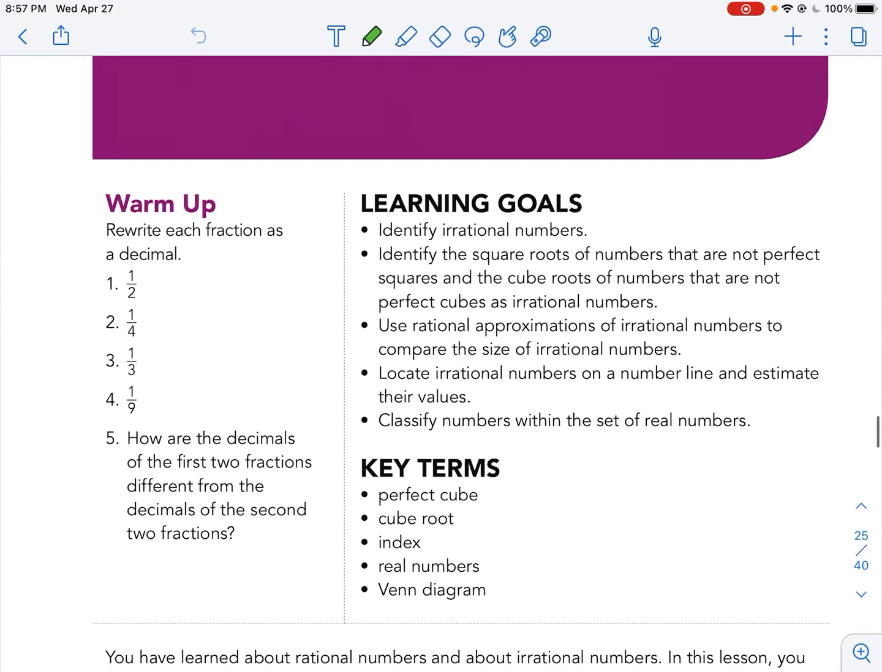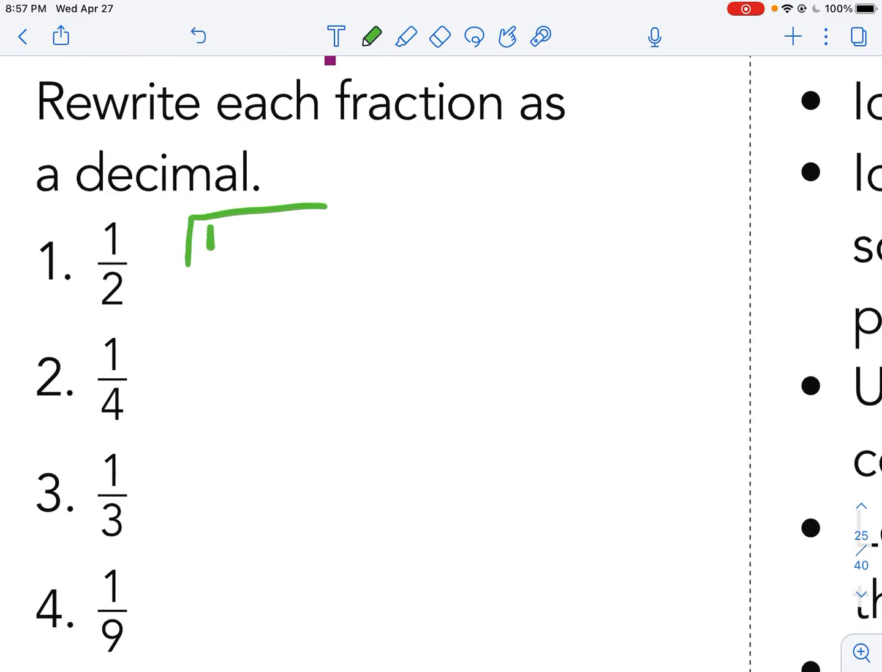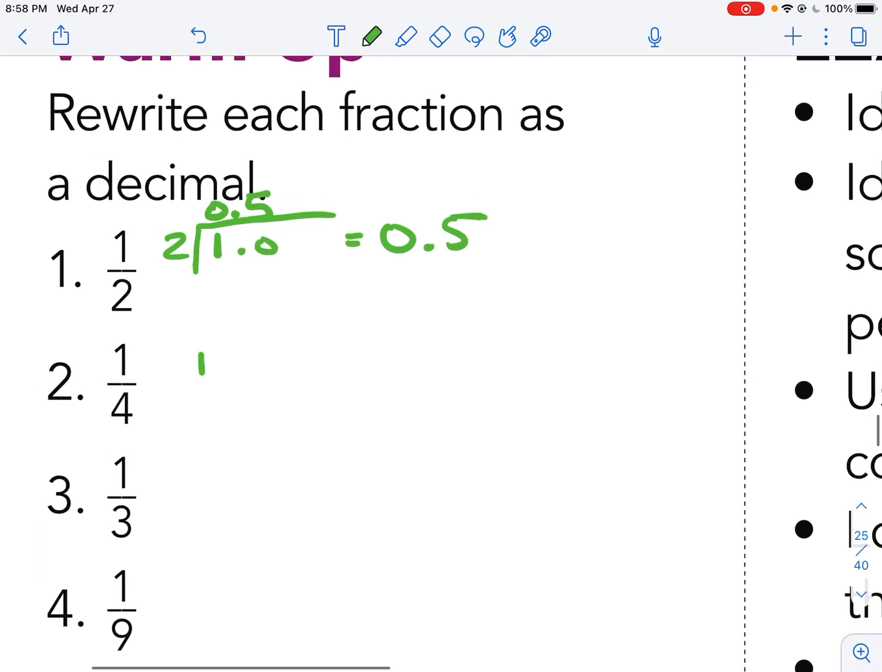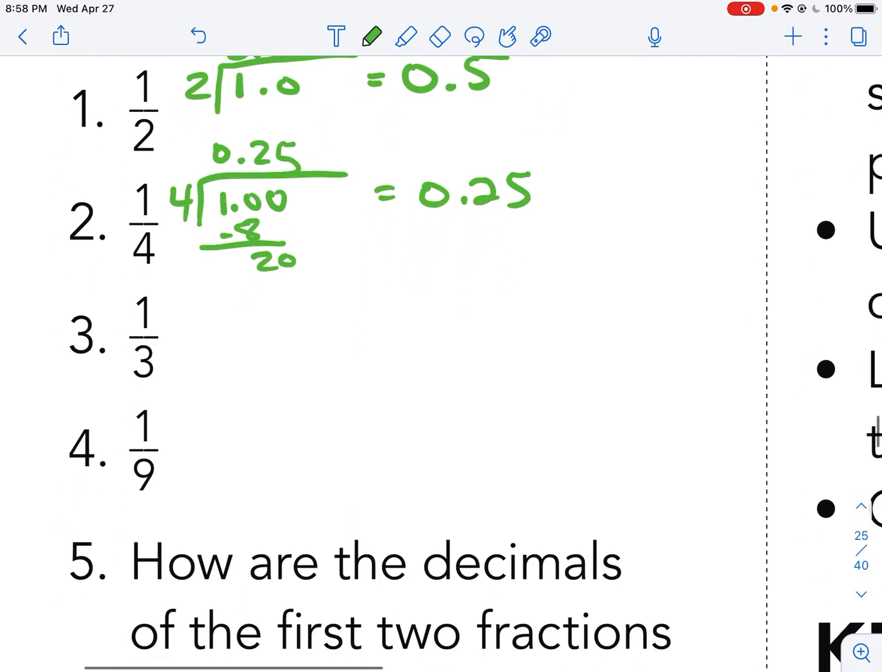What are those? Rewrite each as a decimal. So 1 divided by 2. 2 goes into 10 5 times, so 0.5. This one, 1 divided by 4. 4 goes in 0 times. 4 goes into 10 2 times. That will get me 8. 4 goes into 20 5 times evenly, so 0.25.